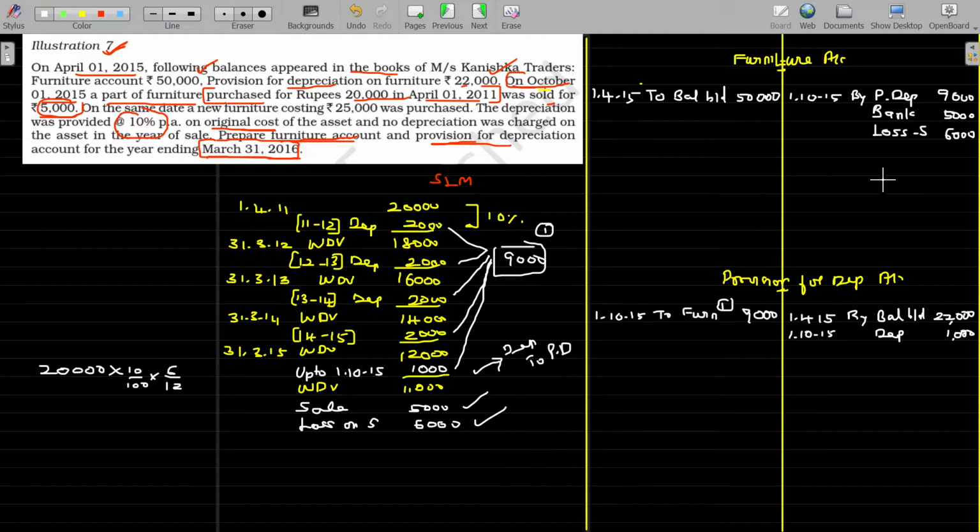So number one, the accumulated depreciation on the asset sold, number two, the amount collected on sale, and third, the profit or loss on the sale. So these are the three important points to be kept in your mind. Is that okay?